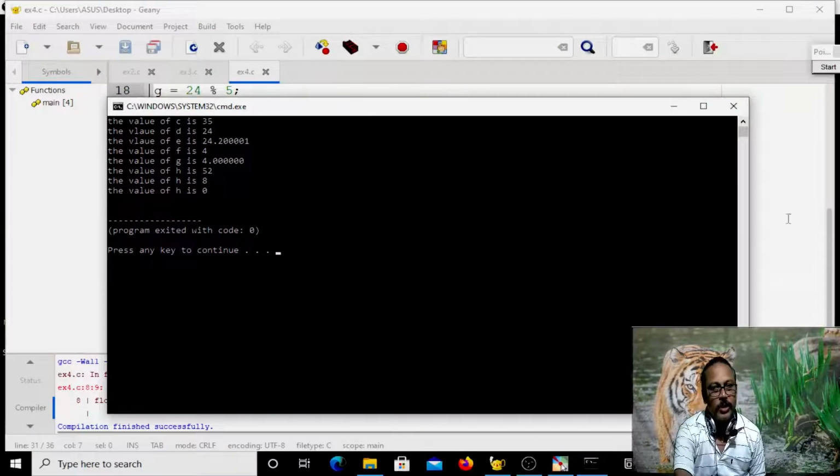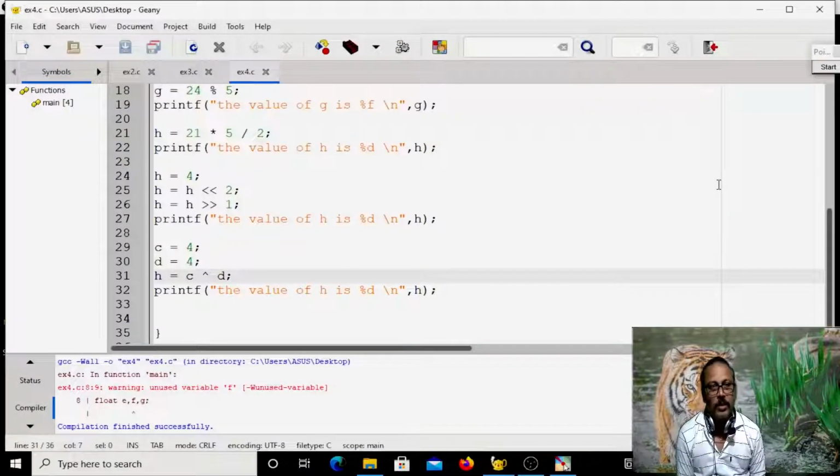So exclusive OR means it will be 1 if the inputs differ. If the inputs are the same, that means both zeros or both ones, the result will be 0. So these are bitwise operators.